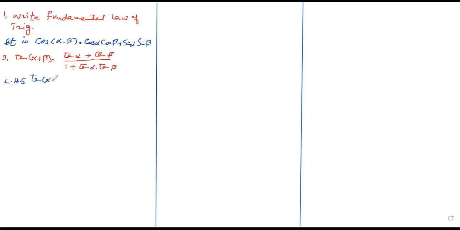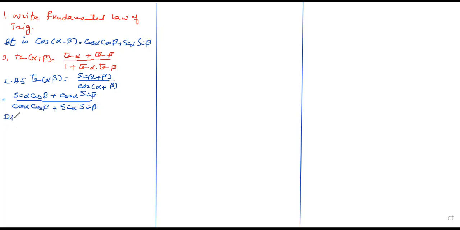Tangent alpha plus beta equals sine alpha plus beta divided by cosine alpha plus beta. Writing their formulas, it equals sine alpha cosine beta plus cosine alpha sine beta, divided by cosine alpha plus beta, which is cosine alpha cosine beta minus sine alpha sine beta, right?